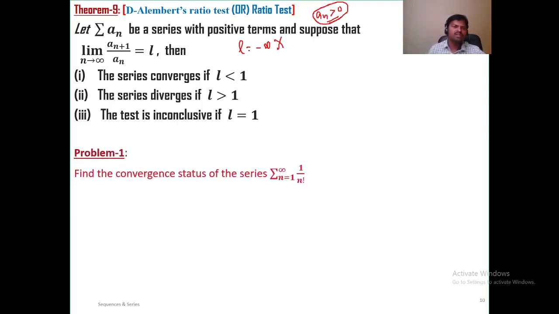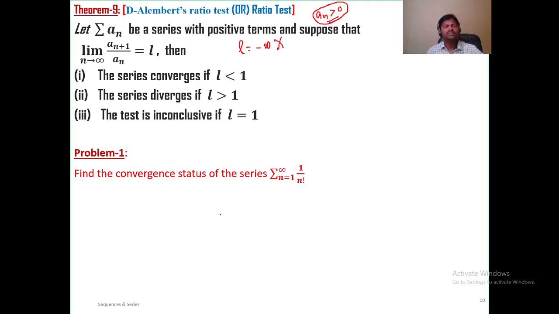Find the convergence status of the series, n running from 1 to infinity, 1 upon n factorial. Already I did this problem by the comparison test. 1 upon n factorial is less than or equal to 1 plus 1 plus 1 by 2 plus 1 by 2 square plus 1 by 2 cube. I generated a geometric series which converges, therefore the upper series converges. Have you remembered? That is by using the comparison test. Now the same problem by using the ratio test.